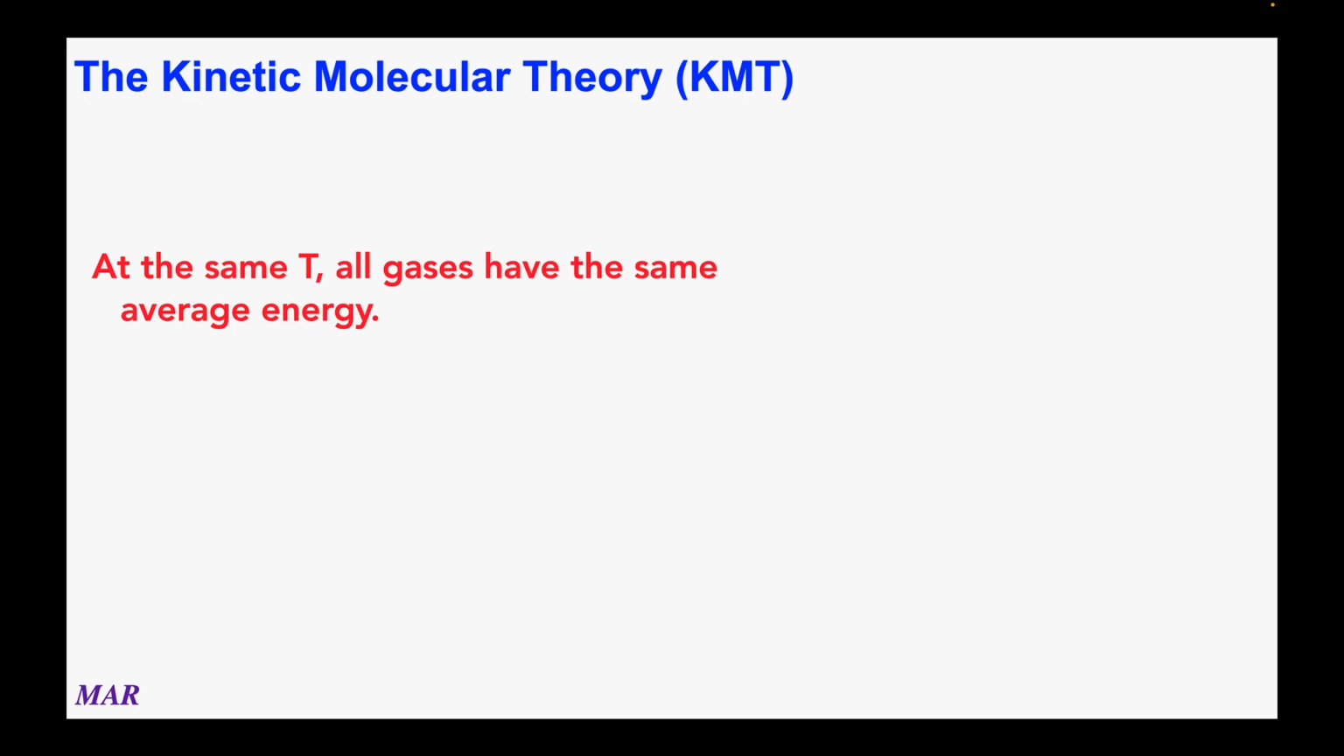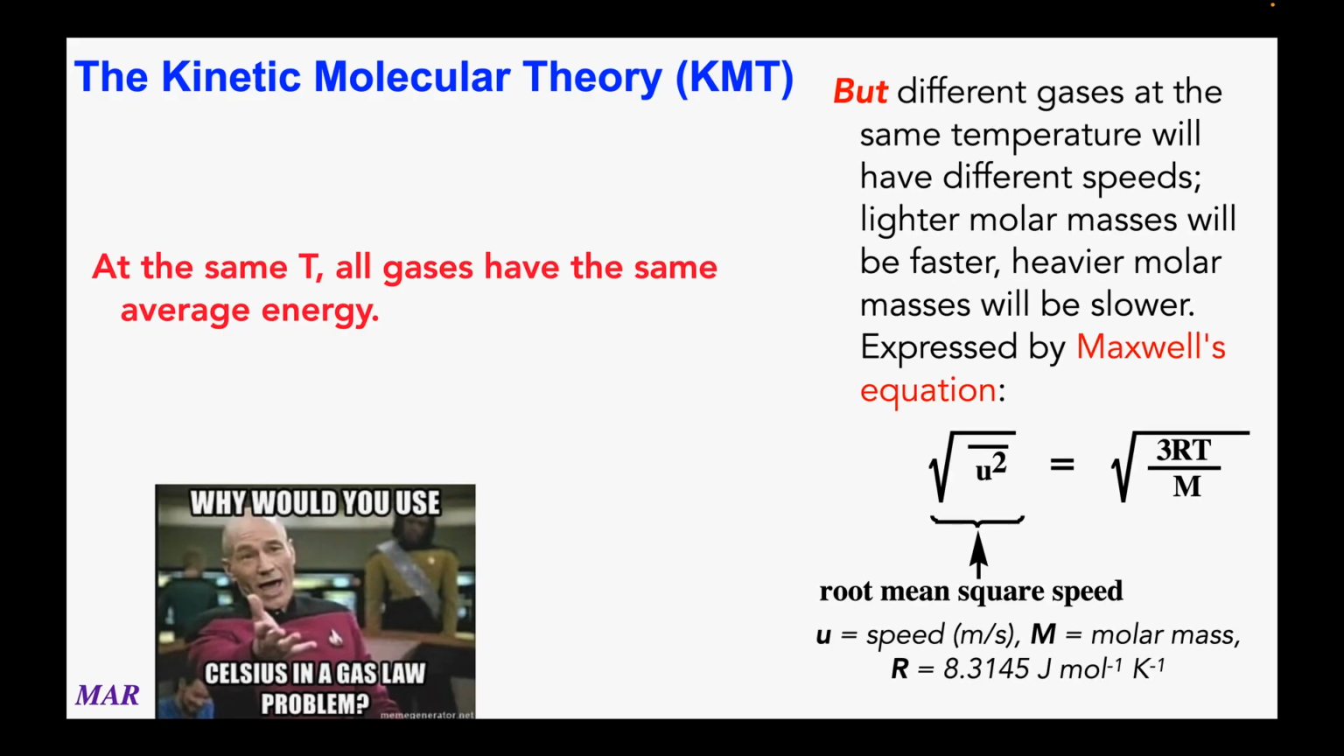Let's review there a little bit. At the same temperature, all gases will have the same average energy, and it doesn't matter what the gas is. However, different gases at the same temperature will have different speeds. They'll have the same overall energy, but they will have different speeds.